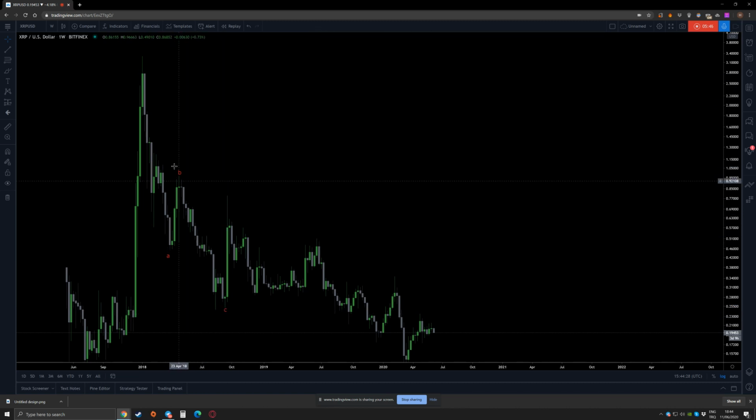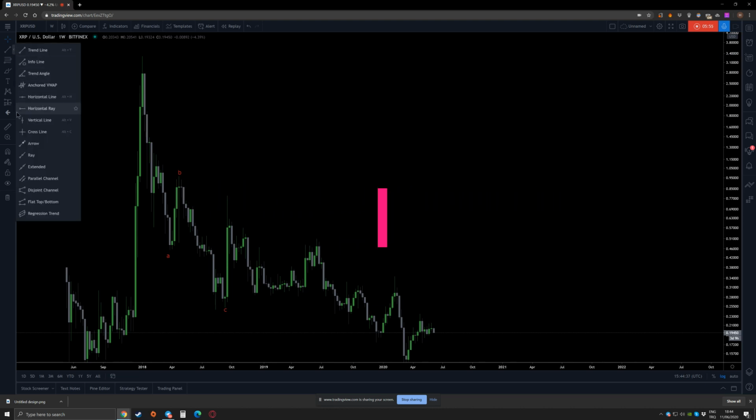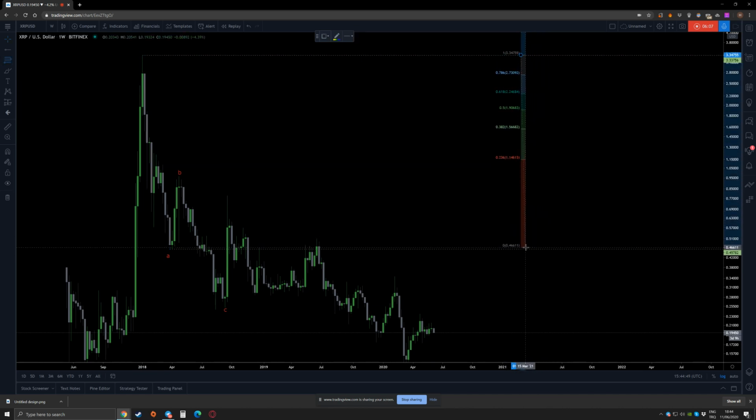So if this is the case, let's check whether this ABC is a zigzag or a flat. What I should do is take my horizontal ray and take this wave A, the length from 0 to wave A. We are trying to find where this wave B went. As you can see, it's nowhere near 618. So what does this mean? It means that this is a zigzag situation.